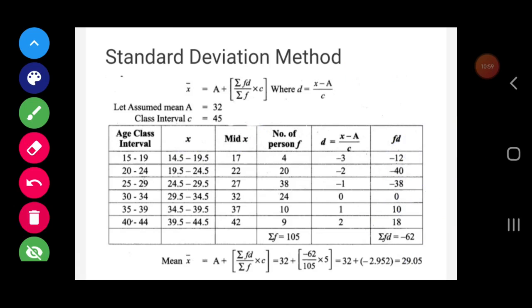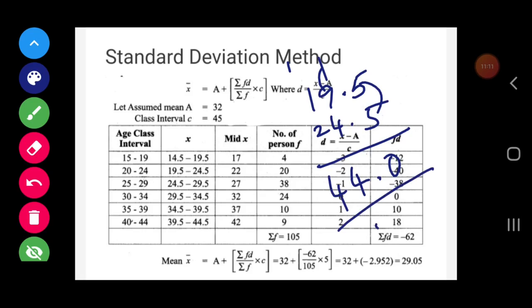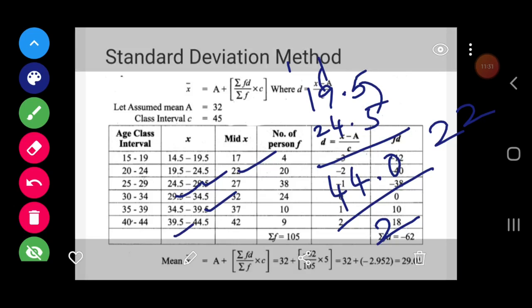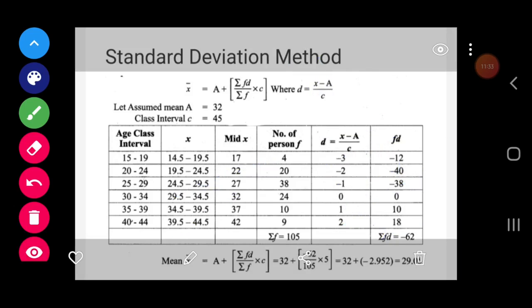Now the same thing, 19.5 plus 24.5 is 44, and when we divide it by 2 it is 22. This is the middle value. Here the middle value must be 27, here 32. We have to add 2.5 each time, so when we add 2.5 it will be 37, and when we add 2.5 it will be 42. Now we have found the middle values.